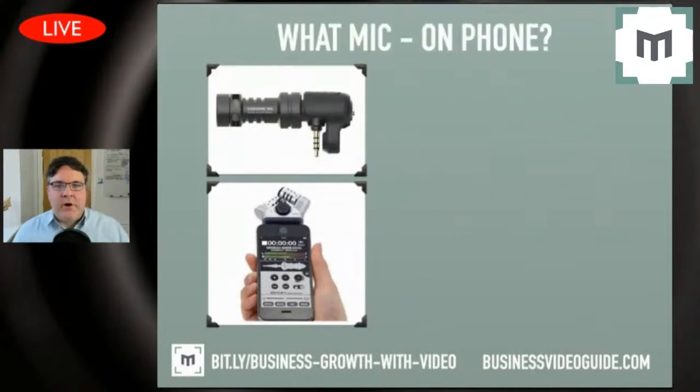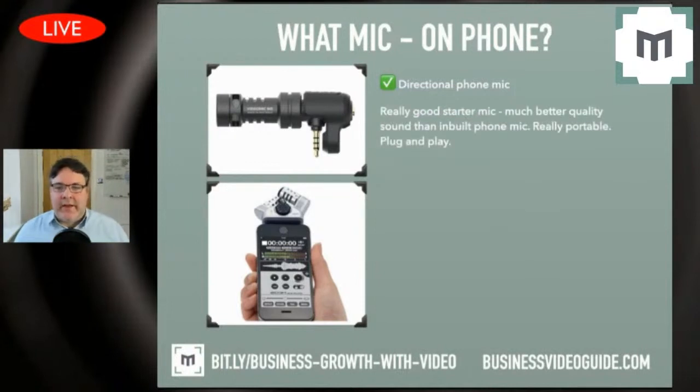Right. So if you are wanting to not clip something on you for whatever reason, how would you go about capturing the sound? Well, there are these amazing directional mics that you can get. You can see there on the left-hand side. They will clip straight onto your phone and create some really, really good sound for you. The one on the left is called the Video Mic Me, again, it's Rode. Rode do some really good entry-level sound equipment.